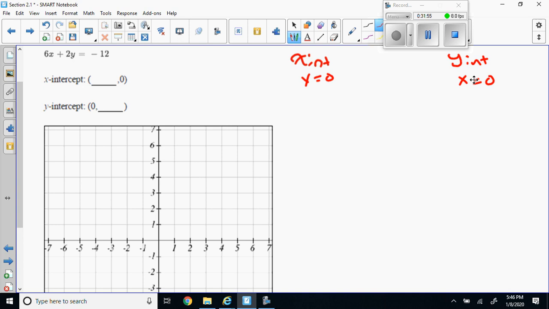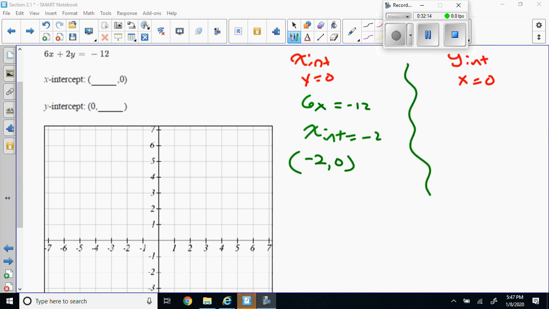Come on. All right. So looking at my equation, if I substitute 0 in for the y, it leaves me with 6x equals negative 12. So the x-intercept equals negative what? 2, which is negative 2 comma what? 0. All right, good. The y-intercept is x equals 0. So that leaves me with 2y equals negative 12. And the y-intercept equals, guess what? Negative 6, which is 0, negative 6, correct? Yes. Okay, good.